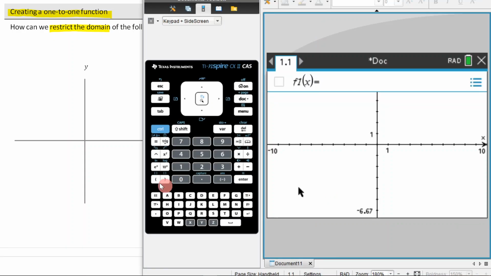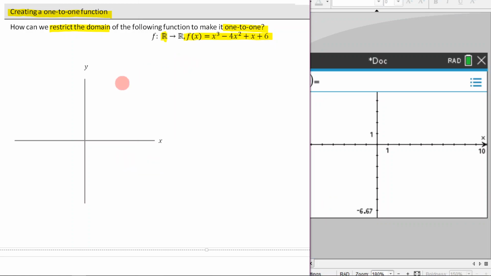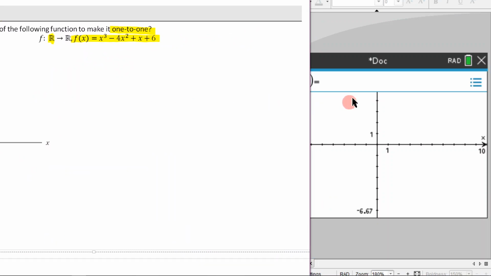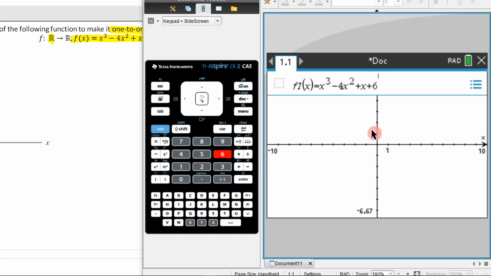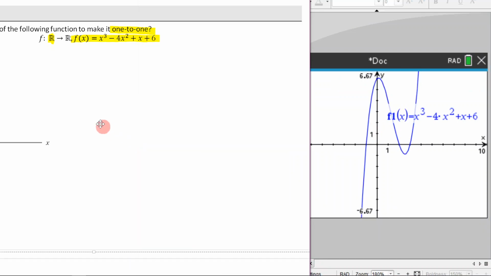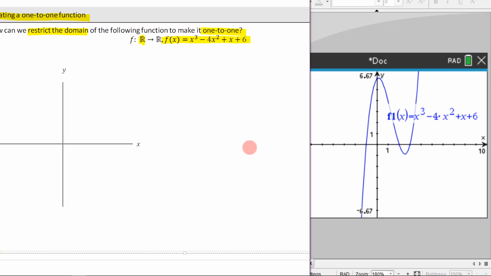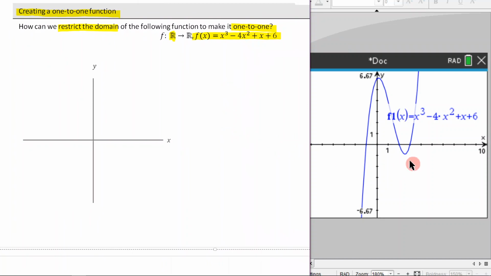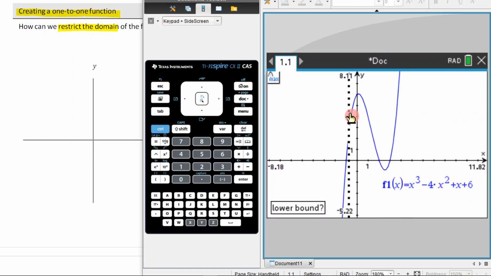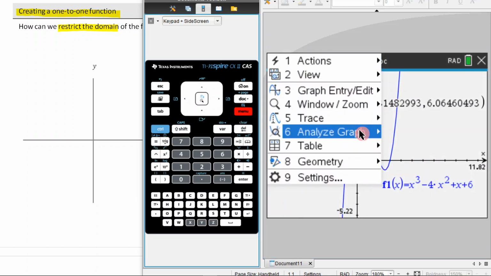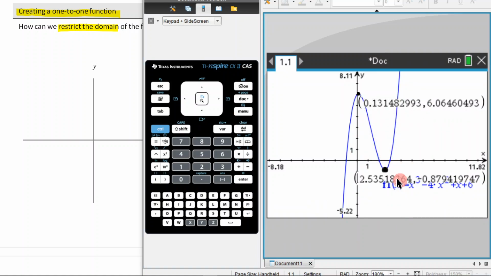So we're going to come to our CAS calculator, and I'm just going to sketch this rule right here. Let's just move this over here so I can see it as I write it in. It's x cubed minus 4x squared plus x plus 6. There is my line. So I'm going to give this a sketch. I also want to find out what the maximum and minimum are for certain points. So I want to find the maximum of this point, menu, analyze graph, the minimum of that point right there. All right, let's just move that there.